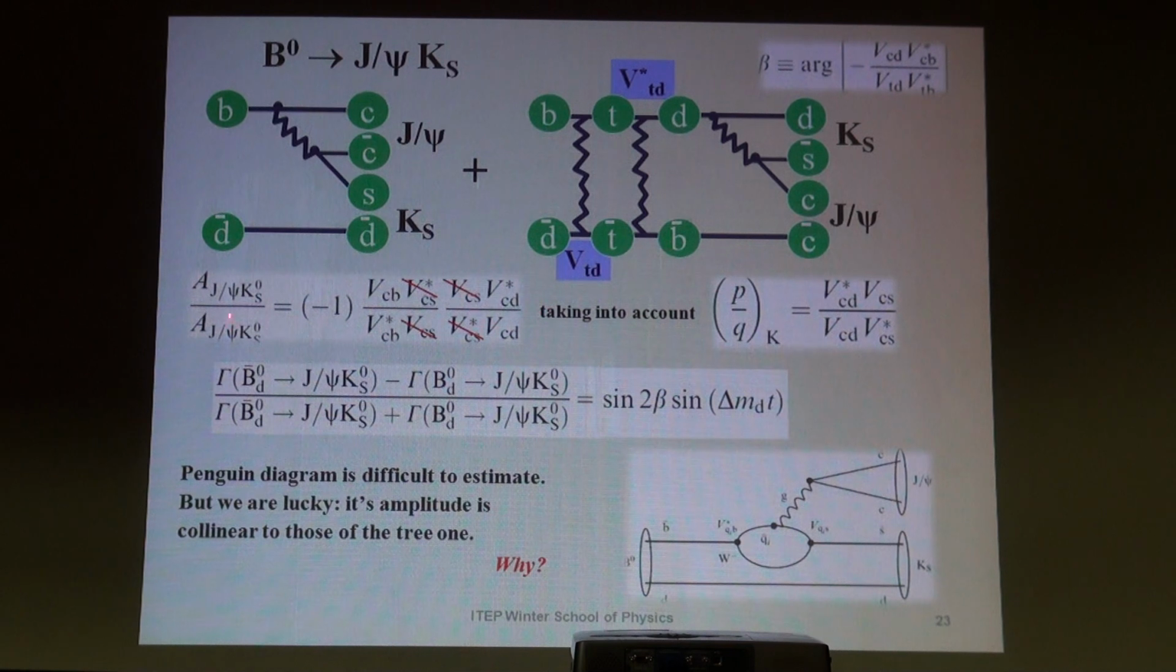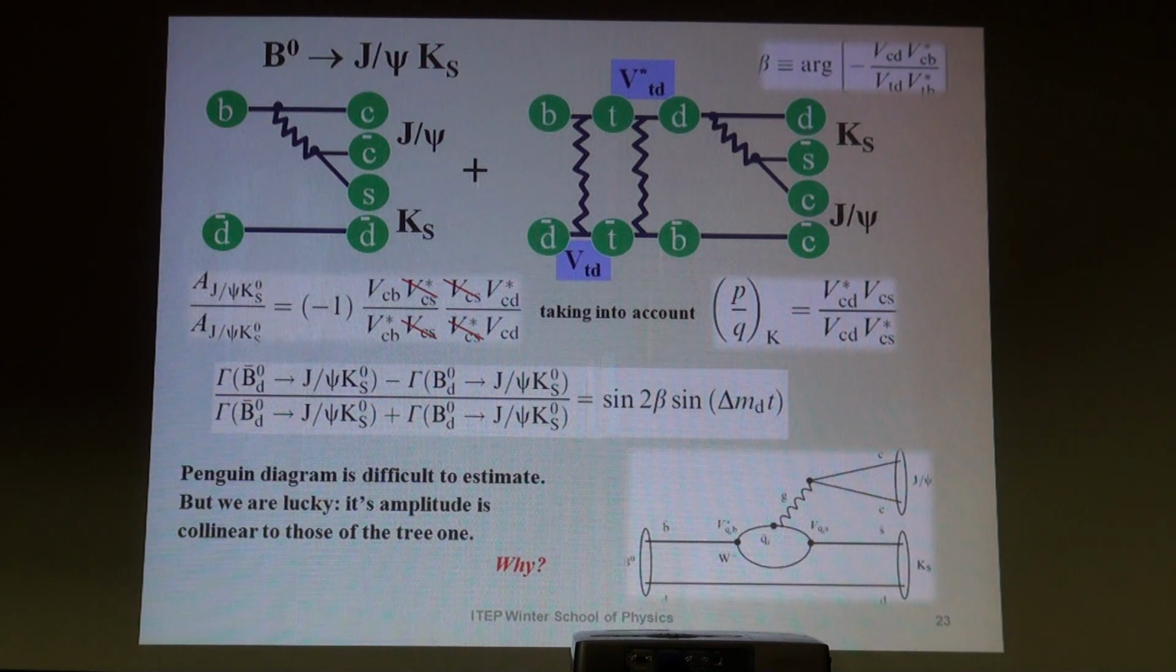If we just calculate the ratio of these two amplitudes, we can see that it is equal to Vcb Vcd star over Vcb star Vcd. And just taking into account what is p over q for B mesons, we can calculate that this will give us the angle beta of the unitarity triangle. So the asymmetry which we will measure will be proportional to sine of 2 beta.